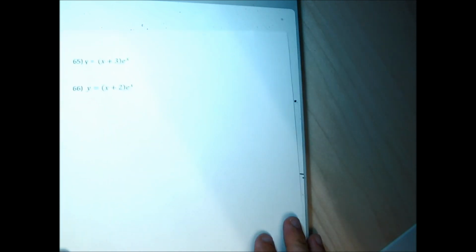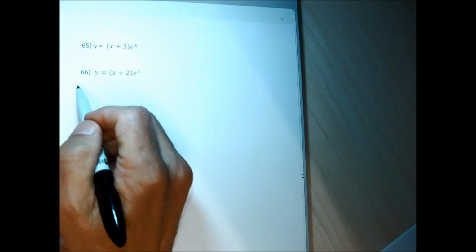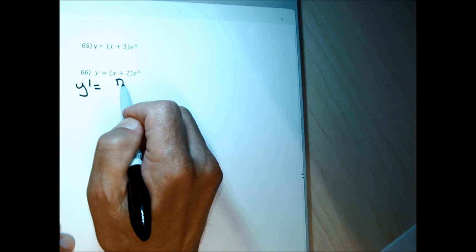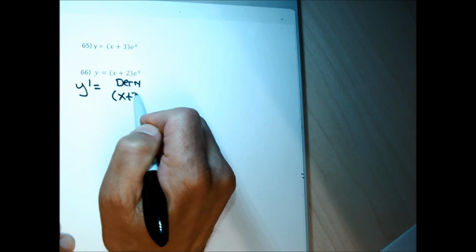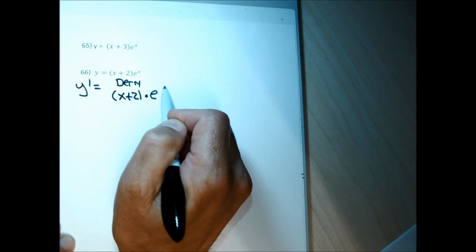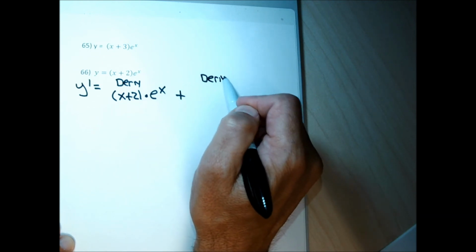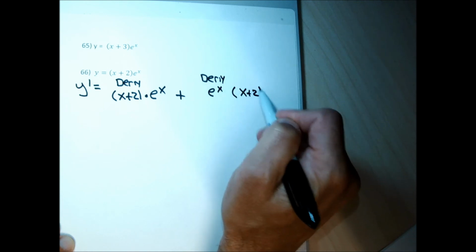All right, here comes 66. Part A, I do the derivative. So I'm going to go y prime. It's a product because of multiplication, so I have to go the derivative of x plus 2 times the e to the x unchanged plus the derivative of e to the x times the x plus 2 unchanged.